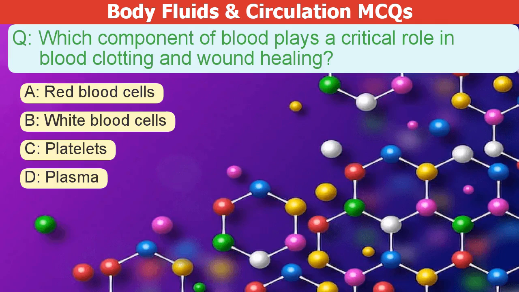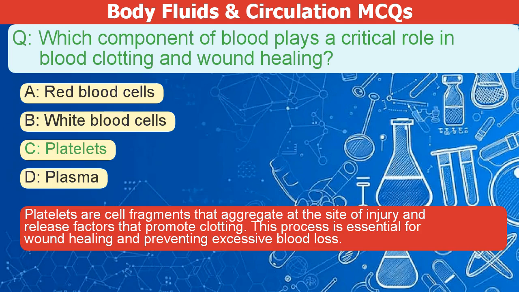Which component of blood plays a critical role in blood clotting and wound healing? A. Red blood cells. B. White blood cells. C. Platelets. D. Plasma. The correct answer is C. Platelets are cell fragments that aggregate at the site of injury and release factors that promote clotting. This process is essential for wound healing and preventing excessive blood loss.